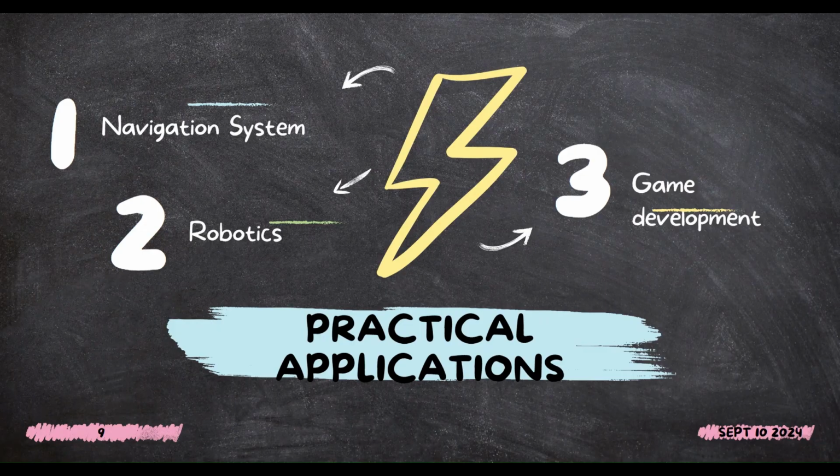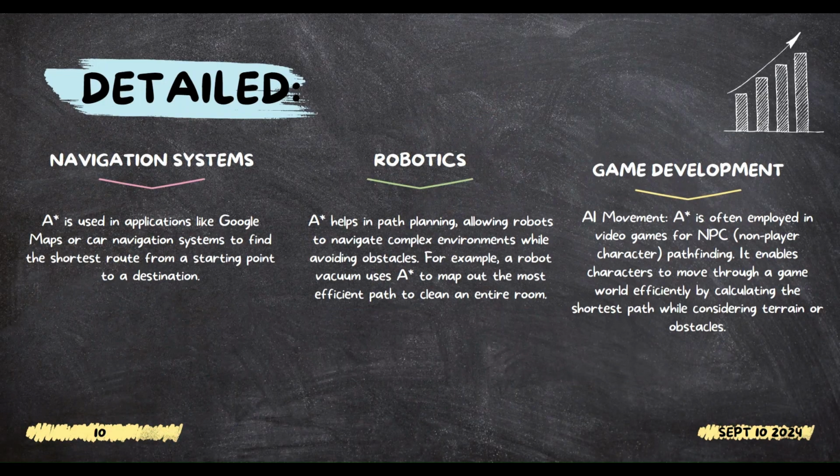A-star search is used in various applications nowadays. The first applications are navigation systems and robotics, and then game development. In navigation systems, we use Google Maps, right? It shows the shortest path first, even though the location has different ways to reach it, so it gives preference to the shortest path. Hence, A-star search is used in navigation systems. And in robotics, it helps robots detect obstacles and move away from them so they won't hit the obstacles.